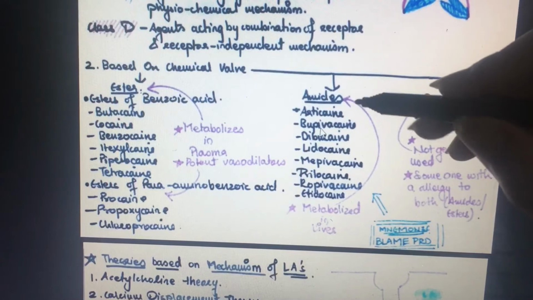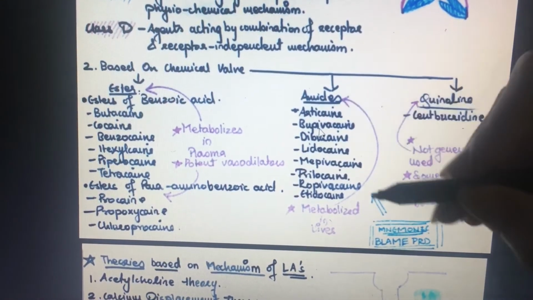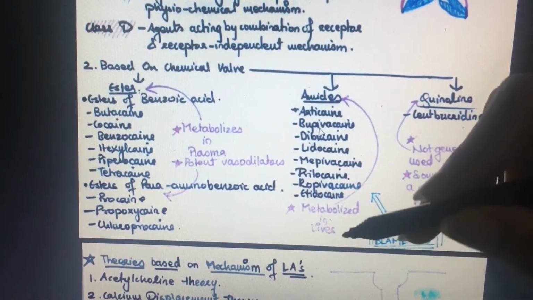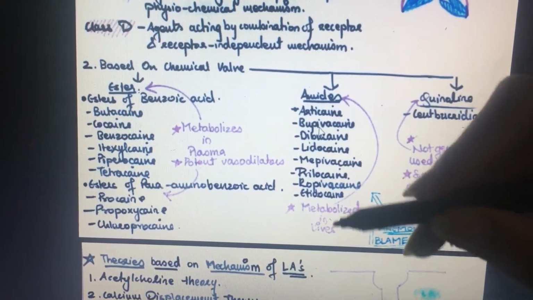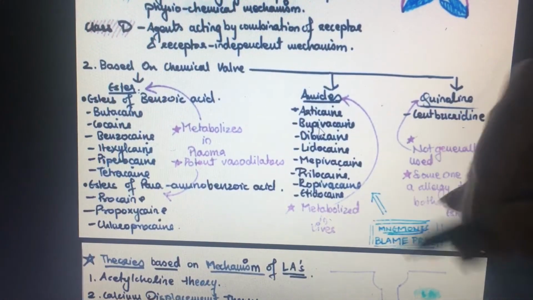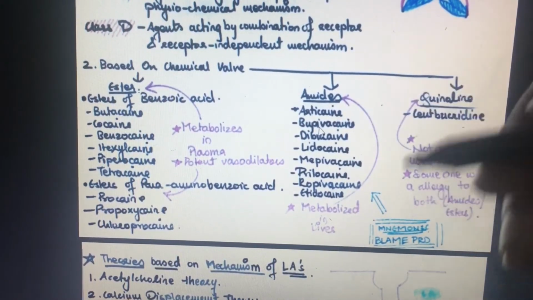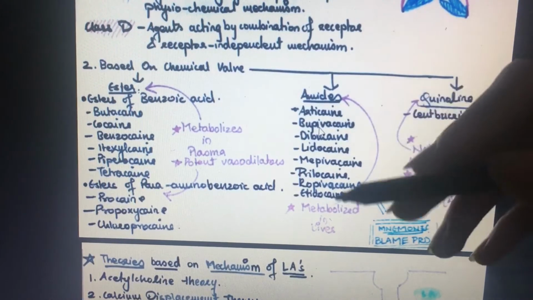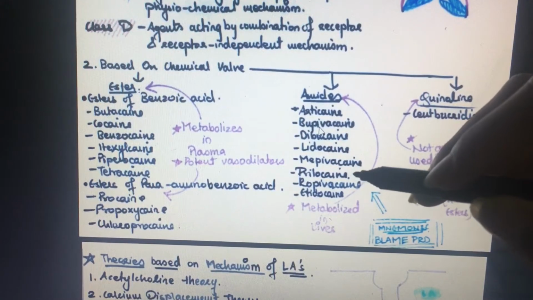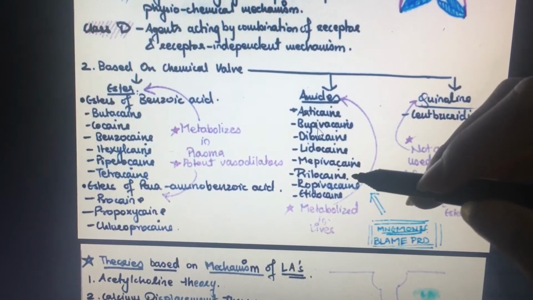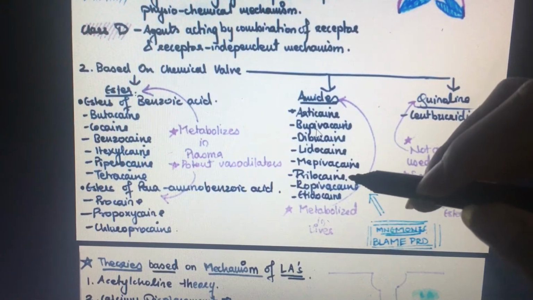Then next one is the amides. Now amides are hydrolyzed in the liver. So the biotransformation of amide local anesthetics is more complex than the esters. So the primary site of biotransformation of this is the liver. Virtually the entire metabolic process occurs in the liver for lidocaine, mepivacaine, etidocaine and everything. But prilocaine is an exception. That is, it metabolizes in the liver as well as in the lung also. So this is an exception for prilocaine.